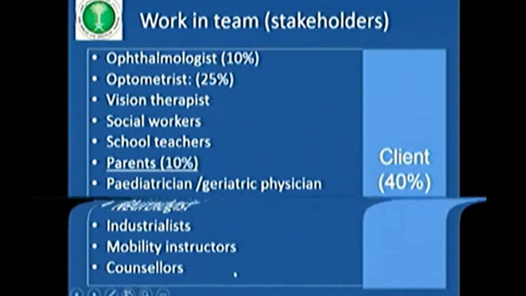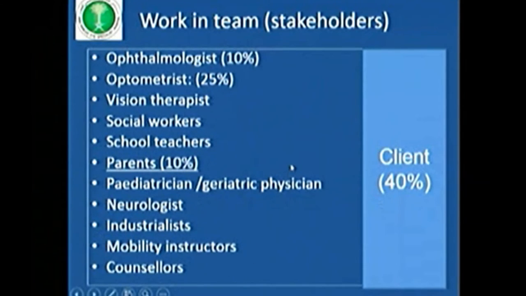These are the people who are working together in low vision care services. The client has almost 40% of the work to be done, because they are going to cooperate with you as you suggest. Ophthalmologists have only a 10% role to play, but it is very important, because sometimes they or the optometrists are the leader of this team. But don't forget the parents also, because parents have a crucial role to play. You are there for half an hour to 1 hour with the child, and the rest of the time the child is with their parents. They can do all your suggestions more effectively in home circumstances.